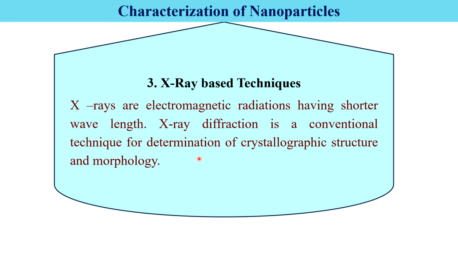Then the third type of method, that is X-ray based techniques. X-rays are electromagnetic radiations having shorter wavelength, that is, high energy radiations. X-ray diffraction is the conventional technique for determination of crystallographic structure or morphology. These are high energy radiations used to study the crystallographic structure of the particle.